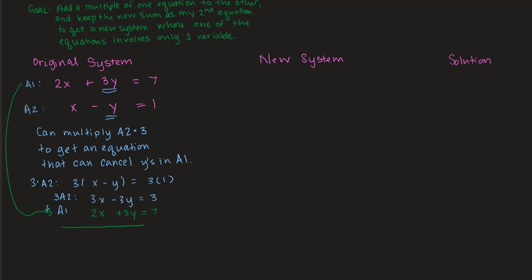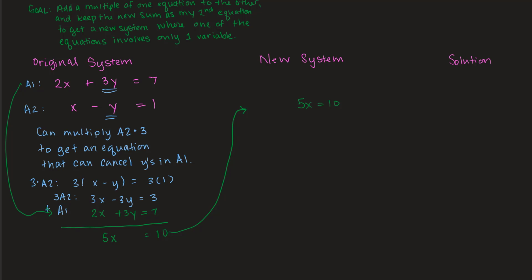Okay. Now we can just add vertically. I'm moving right to left for some reason. The negative 3y and the positive 3y cancel, and the 3x and the 2x give me 5x. So there's my new system. My second equation is going to be 5x equals 10.